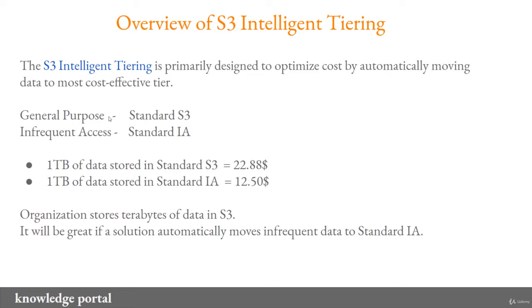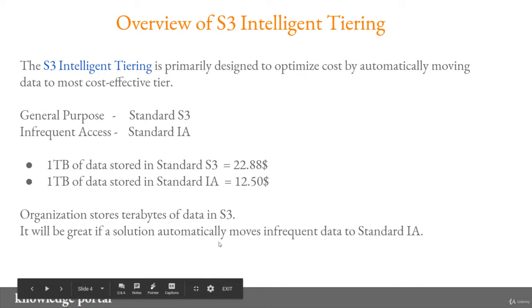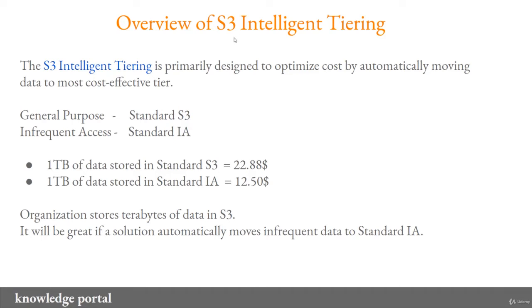Now the problem is that let's say you have a backup script which takes backup of your data and stores it to standard S3. Now you also need to segregate the data. Let's say that you know that 50% of the data is not going to be accessed quite frequently. So you can send that 50% of the data to infrequent access, but that is a manual part and it requires a lot of effort. So it will be great if there is a solution which can automatically move the infrequent data to the infrequent access tier. And that is what the S3 intelligent tiering is all about.